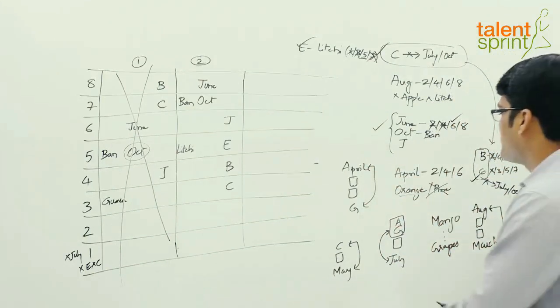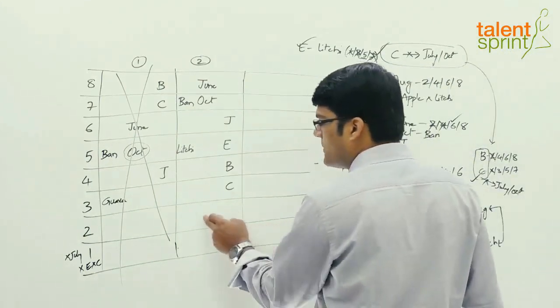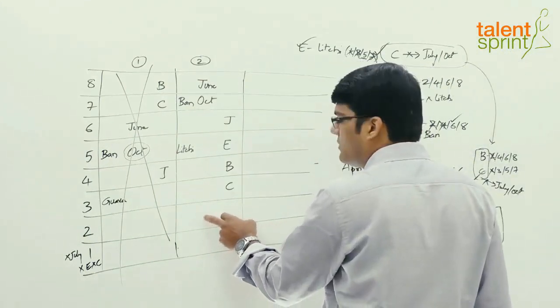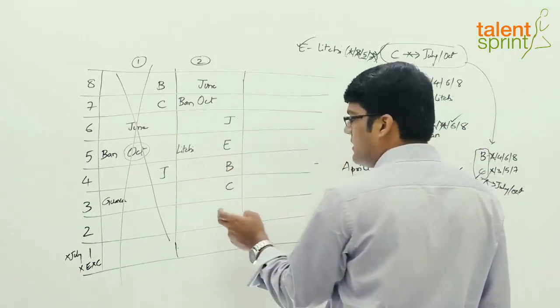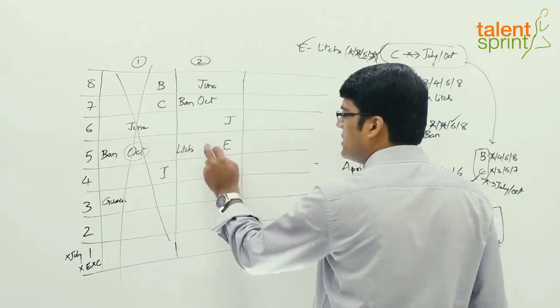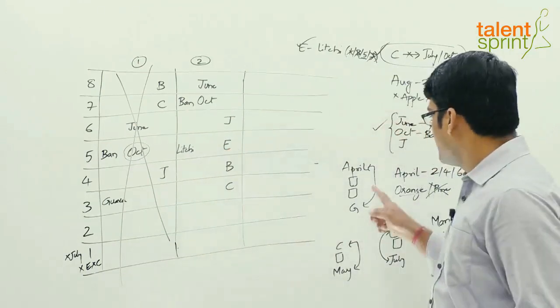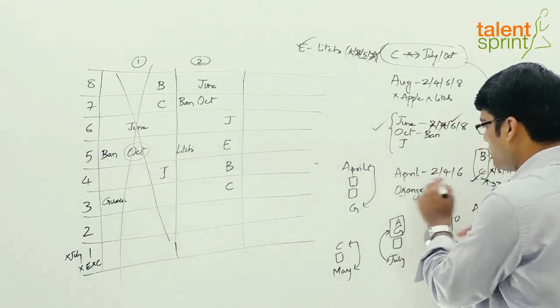We know that April can be on second floor. So April is on second floor. G cannot be 2 floors below, it has to be 2 floors above, right? I mean there should be 2 floors between April and G. So April dash G, not possible. Yes or no? See, you know that April can go for 2, 4 or 6.